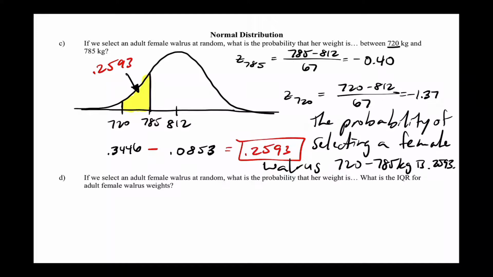Last problem we did on Friday was letter C. It was about between. We did between, right? We did between two weights, 720 and 785. D, we left off D.